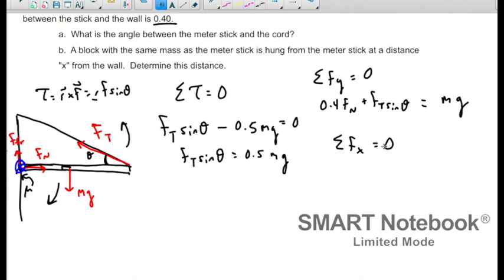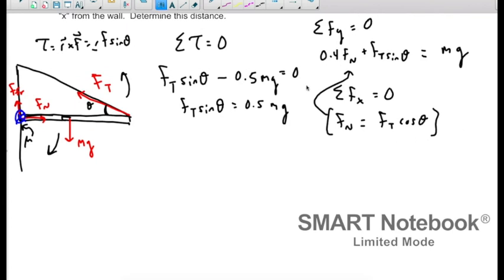Looks like the only x forces I have are the normal force and the x component of the tension force. So the normal force then has got to be equal to the x component of the tension force, F_T cosine theta. Aha, it looks like I could take this now and plug it in for the normal force right up here, and then maybe start rearranging some things. So let me do that.